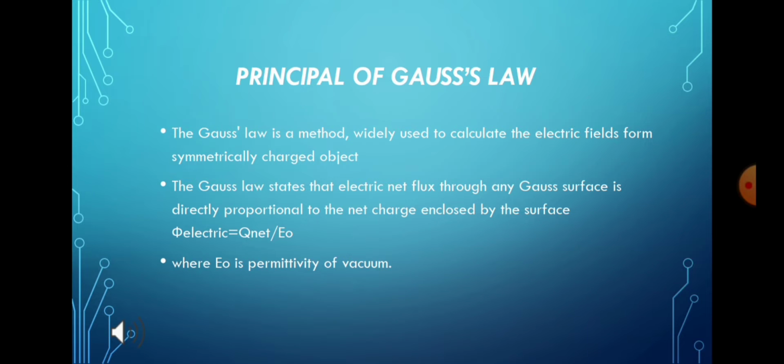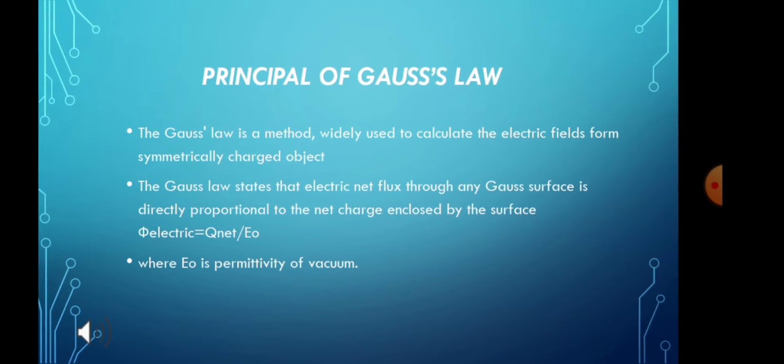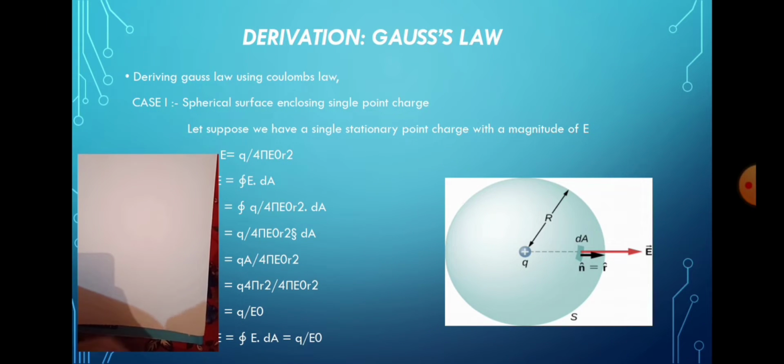Now, the principle of Gauss law says that Gauss law is a method widely used to calculate the electric field from a symmetric charged object. Gauss law states that the net electric flux through any Gaussian surface is directly proportional to the net charge enclosed by the surface. That is, flux is equal to net charge by epsilon naught, where epsilon naught is the permittivity of vacuum. Derivation of Gauss law.